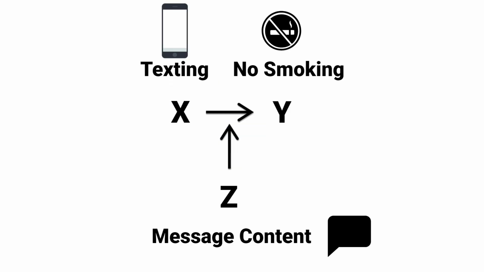Here, the relationship between the number of texts sent and the likelihood of quitting smoking was contingent on what the text messages were about or who the individuals were texting to. So in this situation, we would say that the content of the text messages moderated or adjusted the strength or direction of the relationship between the two key variables.